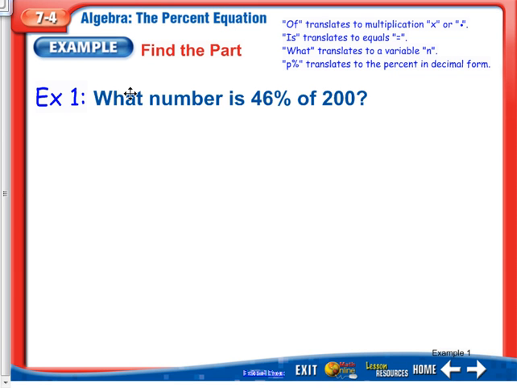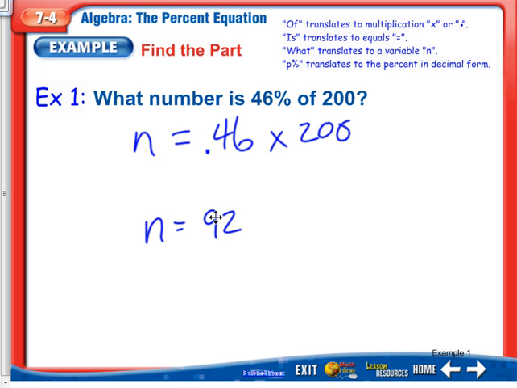So it says, what number? When it says "what," you should be writing a variable n. "Is" equals 46%. We've got to change that to a decimal, so 0.46 "of" 200. At this point you can use your calculator if you need to, but n is equal to 92. If you do 0.46 times 200 in your calculator, you get 92. So that's our missing number, and we were just looking for a number, not a percent or anything, so we don't have to convert it at all.